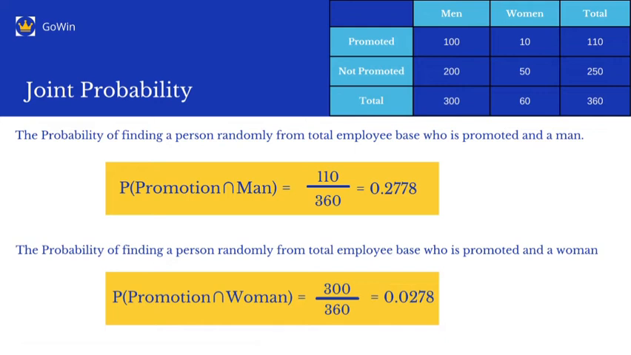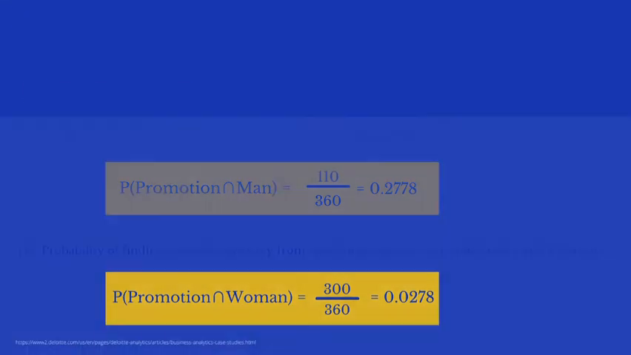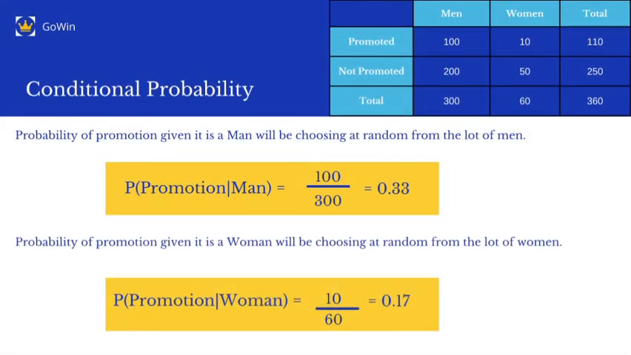And similarly, we'll also calculate the joint probability for finding a person randomly from the total employee base who is promoted and a woman. That would come to 0.027. And three, conditional probability. Probability of promotion given it is a man explains the probability that if you choose at random from a lot of men, then there is a 0.33, referring to the table, chance that the chosen man is promoted.